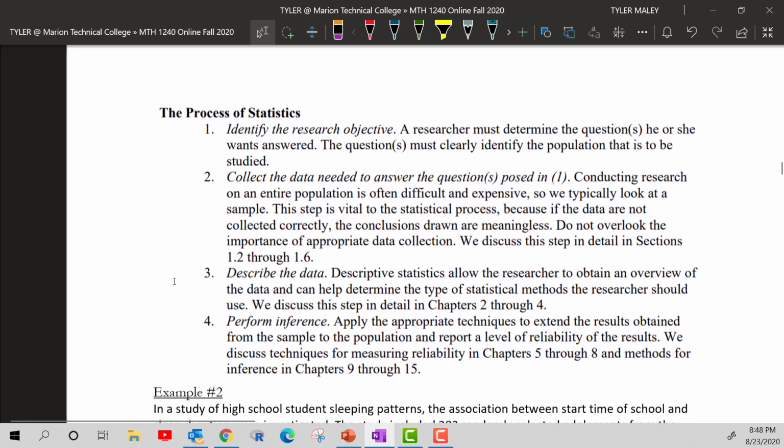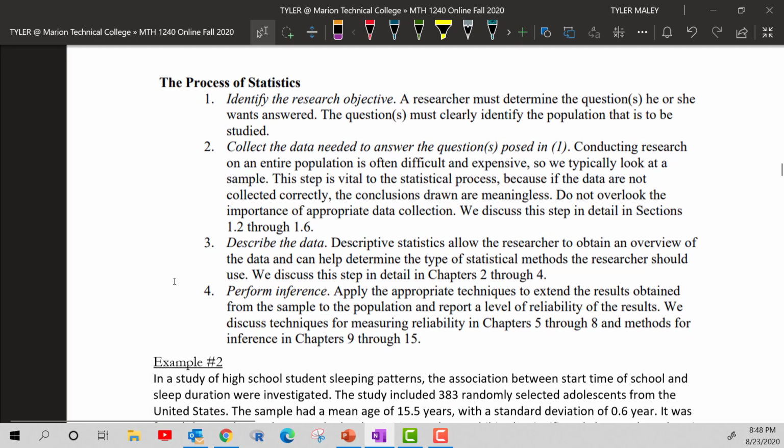Perfect. So then in the process of statistics, we want to do four main things. Number one, we want to identify the research objective. So you can see, a researcher must determine the questions he or she wants answered. The questions must clearly identify the population that is to be studied, right? So that's one of the first steps in the process of statistics.